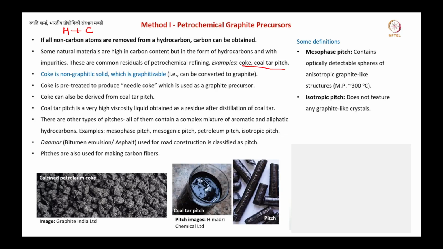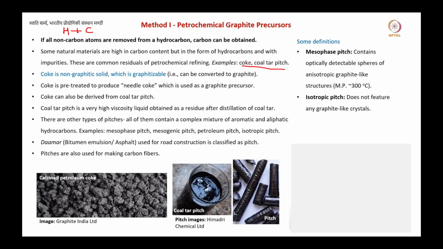Suppose anything we want to make, we need some precursor. Even if we want to manufacture graphite, we should have the graphite precursor. And what is that precursor? Needle coke. And how will it be produced?